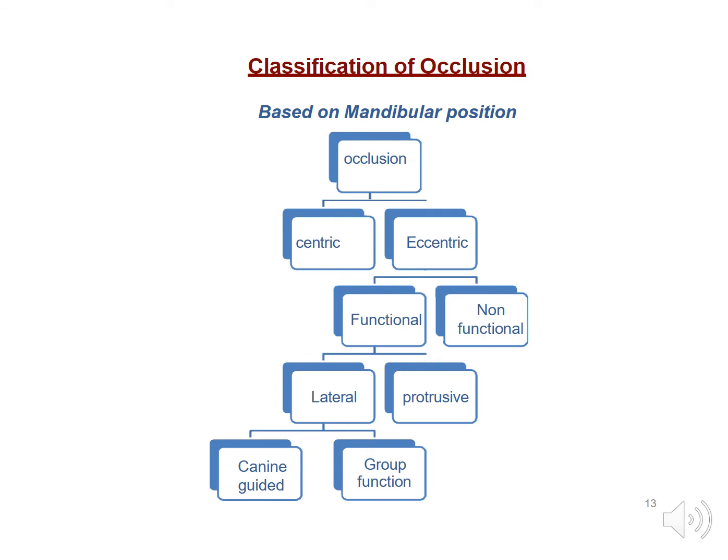Now is the classification of occlusion. Occlusion can be classified into centric or eccentric, functional and non-functional, lateral or protrusive, canine guidance or group function. I will explain them one by one in the next slides.